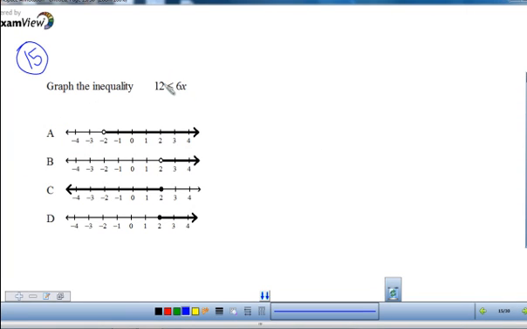Okay, graph the inequality. So first thing I'm going to do is I'm going to need the x on the left side. So since it's pointing to the 12, the inequality needs to point to the 12. So then I'm going to divide by 6. So 12 divided by 6 is 2. Bring down the inequality sign.